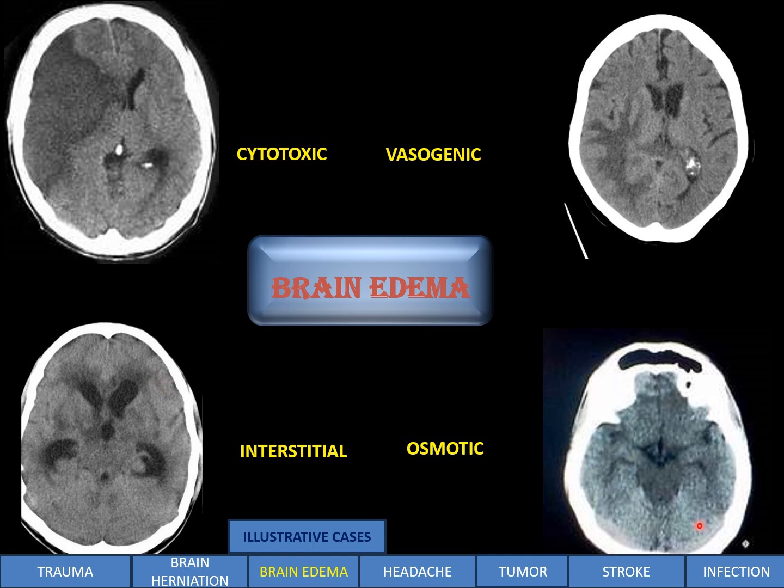Osmotic brain edema typically occurs in the brainstem, namely the pons. The pons here is seen to appear more blackish or edematous when compared to the rest of the brain tissue.